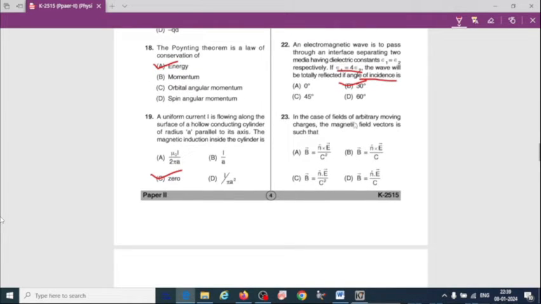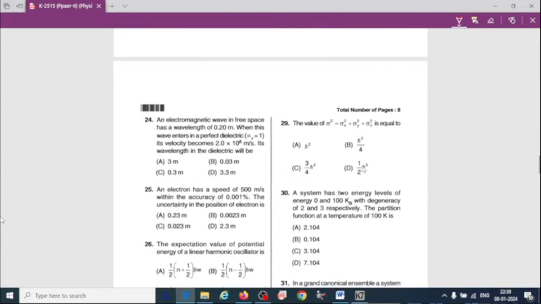In the case of fields of arbitrary moving charges, the magnetic field vector is such that vector B is equal to n cross E divided by c.